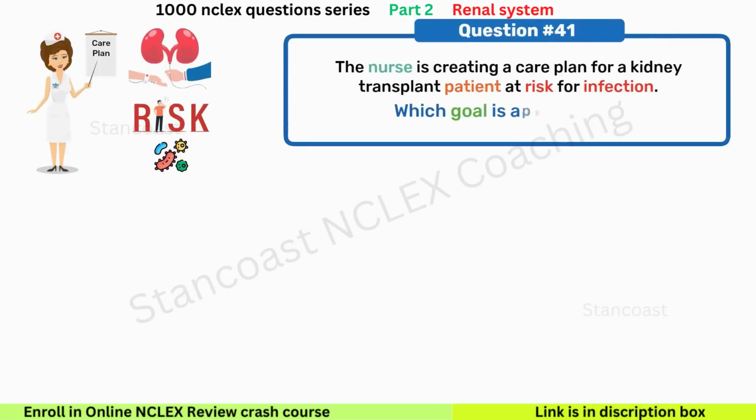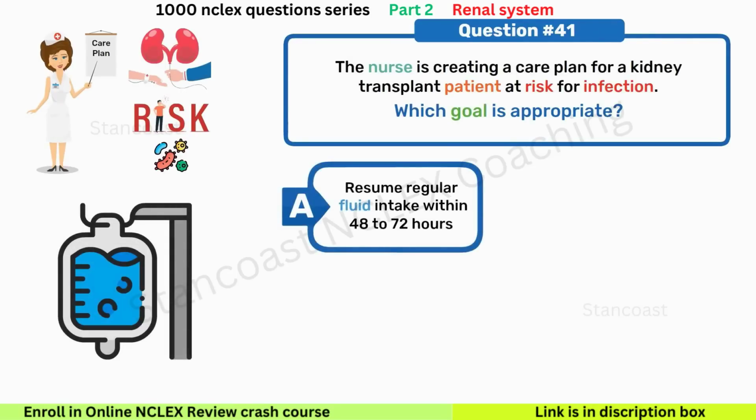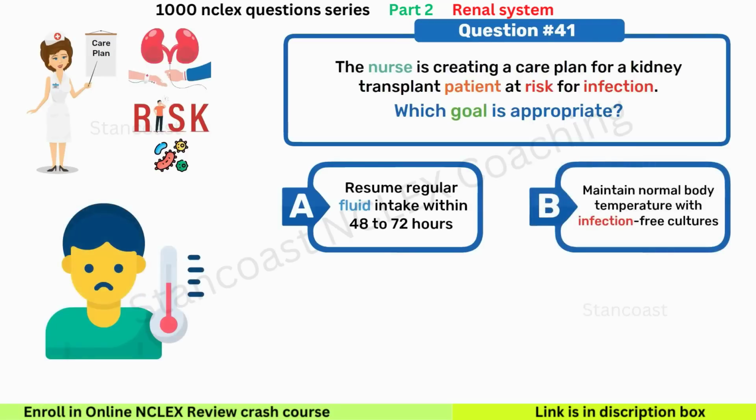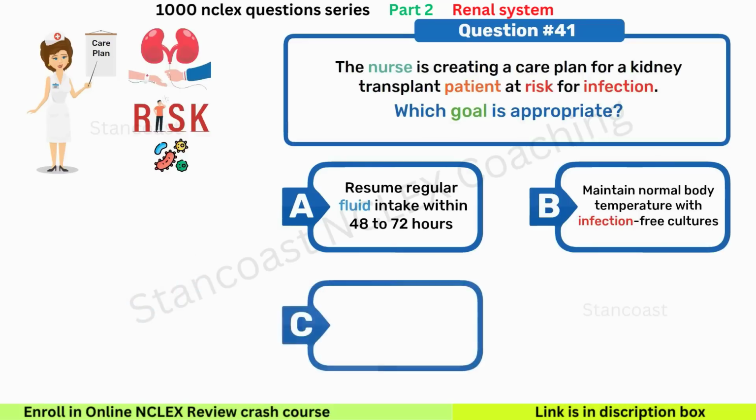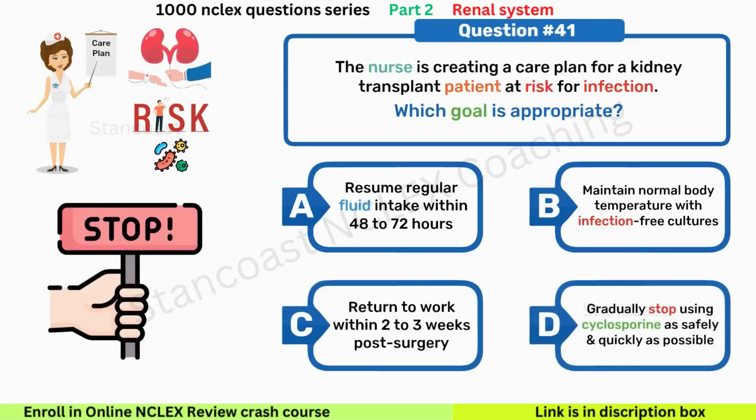The nurse is creating a care plan for a kidney transplant patient at risk for infection. Which goal is appropriate? A. Resume regular fluid intake within 48 to 72 hours. B. Maintain normal body temperature with infection-free cultures. C. Return to work within 2 to 3 weeks post-surgery. D. Gradually stop using cyclosporine as safely and quickly as possible.